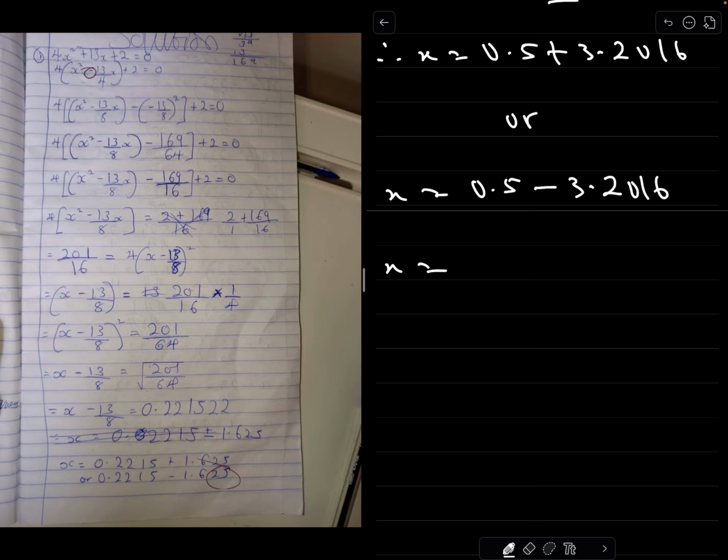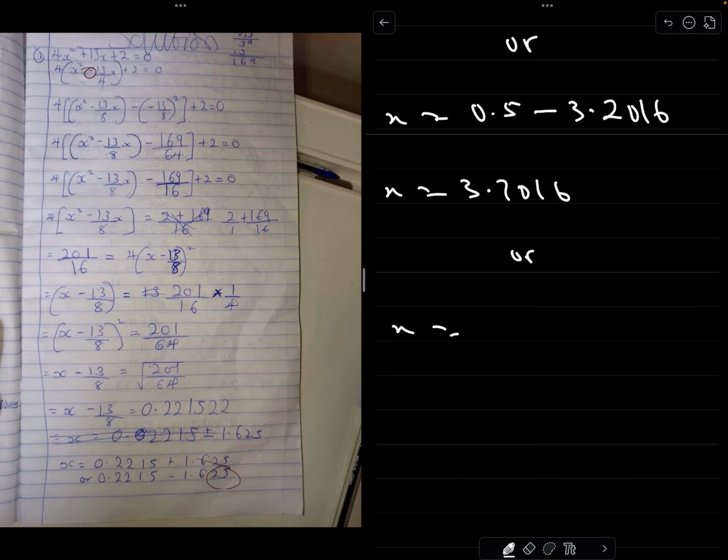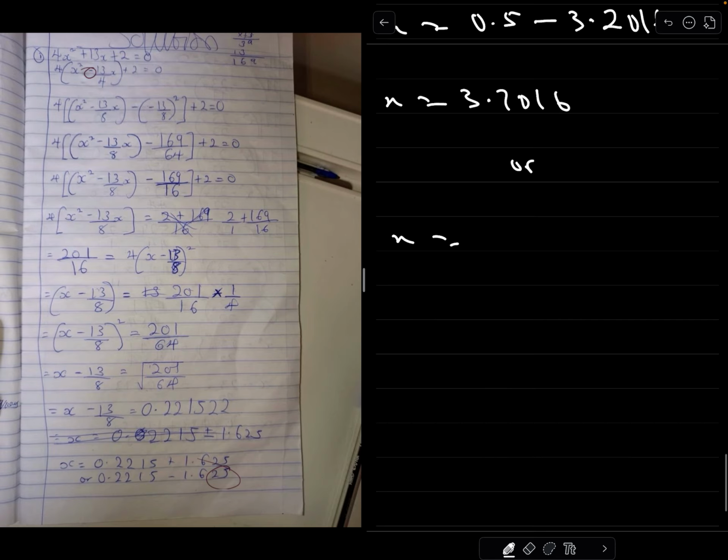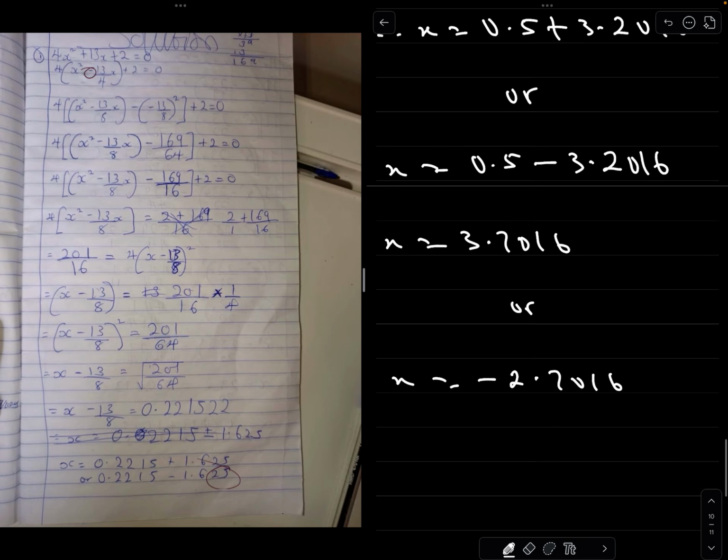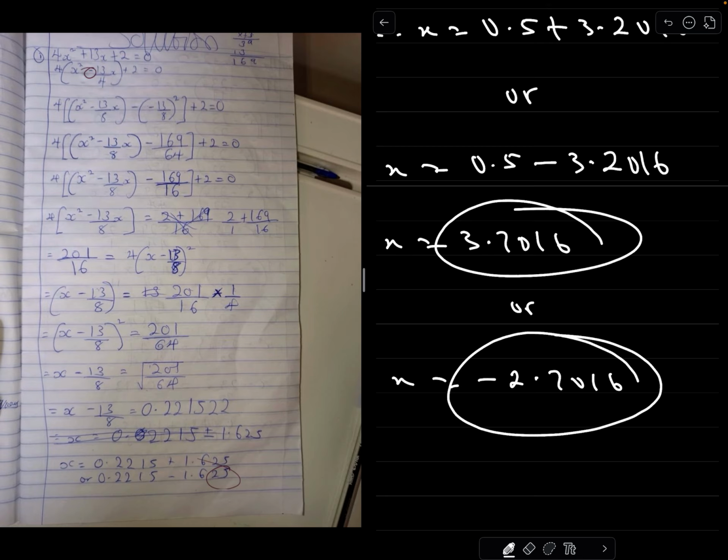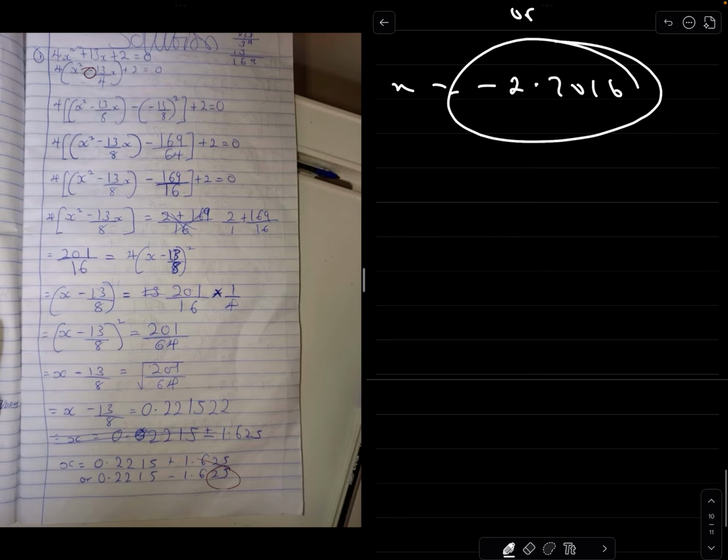Which means x equals 0.5 plus 3.2016, and that's 3.7016, or x equals 0.5 minus 3.2016, and that is minus 2.7016. So that means x is equal to 3.7016, or x equals minus 2.7016.